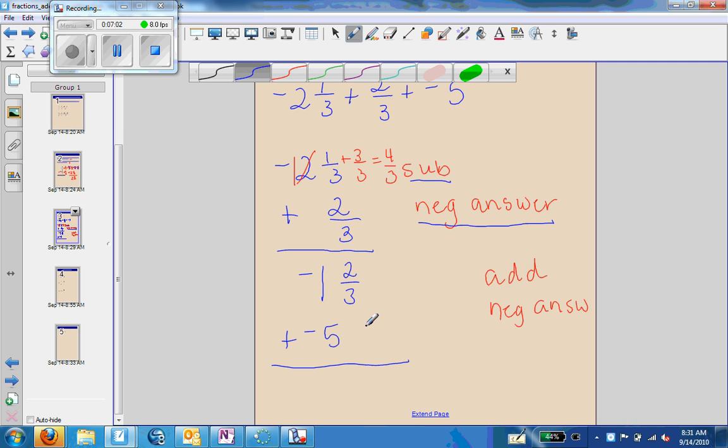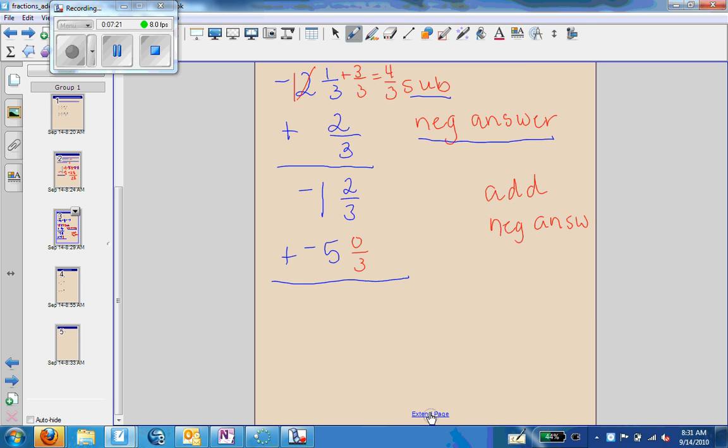So now make sure you understand that when you have a mixed number, as one example, like negative 1 2/3, and then you have a whole number, there's an understood fraction there, in this case of 0/3. So you're just adding 2/3 to 0/3, which gives you 2/3. You're adding negative 1 to negative 5, which is negative 6. And you don't have to show that 0/3.